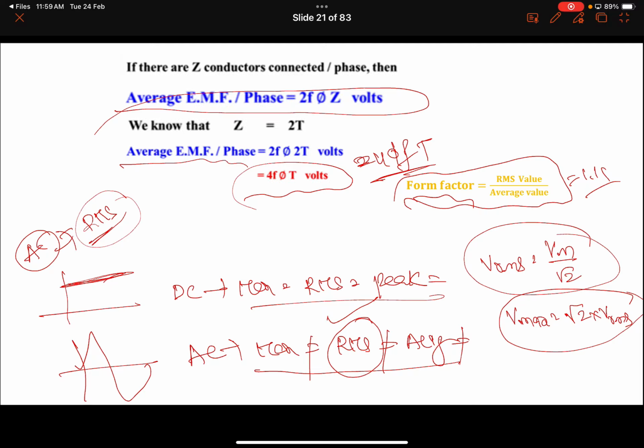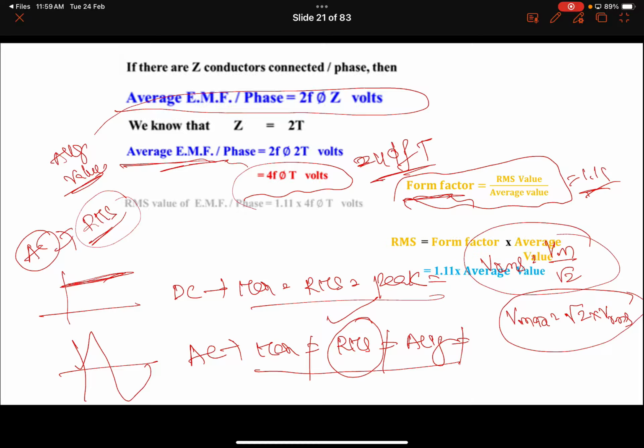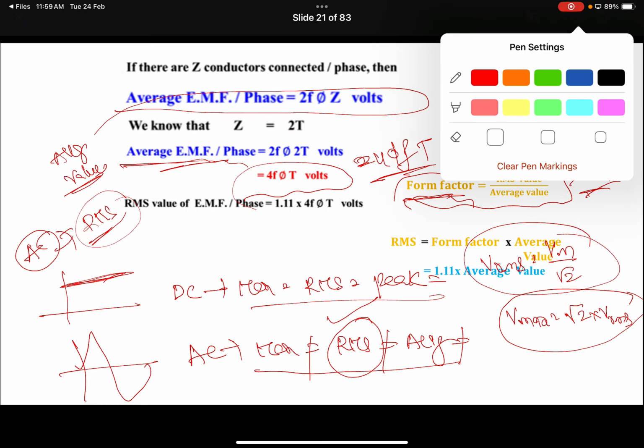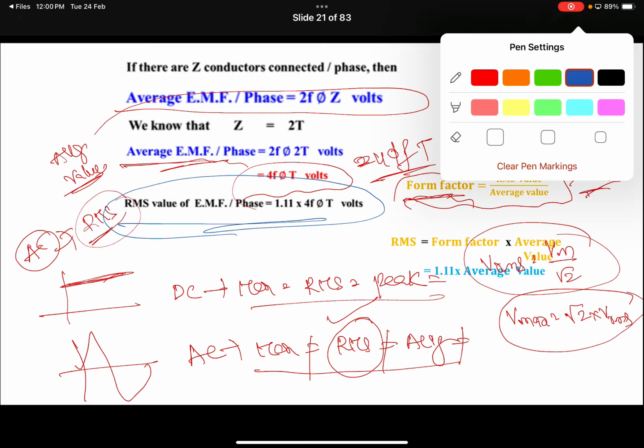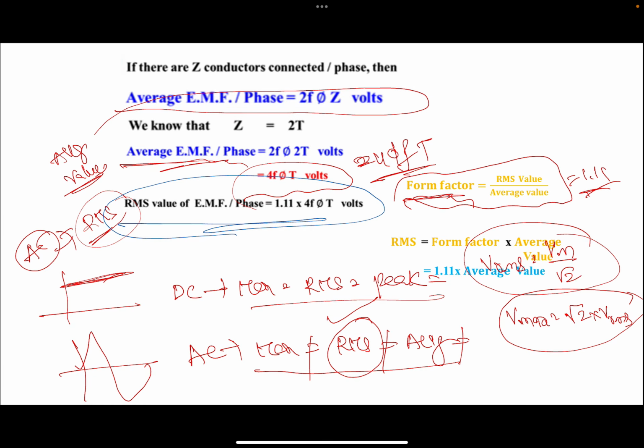Now for form factor, what is the form factor of AC supply? It is 1.11. So from this I want to calculate the RMS value. Is this the average value or not? This is the average value. We already know the average value and we know the form factor. Can I calculate the RMS value? So I'm doing the same here. RMS value equals 1.11 into average value.